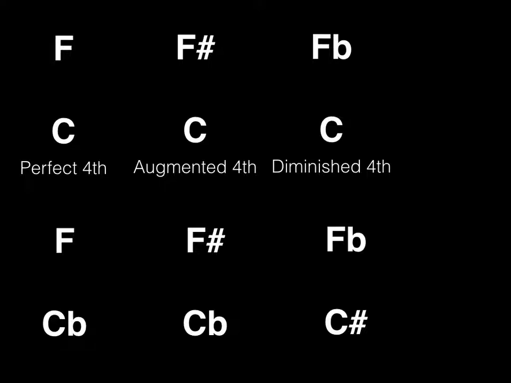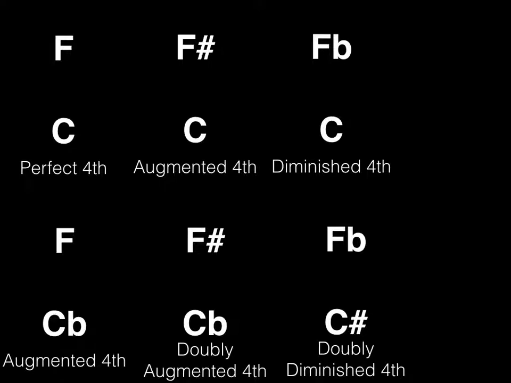Now look down at that second line. If C to F is a perfect fourth, if we increased its size by taking the C down to a C flat, it would become an augmented fourth. Now if we make an augmented fourth even bigger by taking that F and moving it up to F sharp, we'd have a doubly augmented fourth, and if we took a diminished fourth and made it even smaller, we'd have a doubly diminished fourth, but those are ugly intervals that we're not really going to be talking much about in this class.